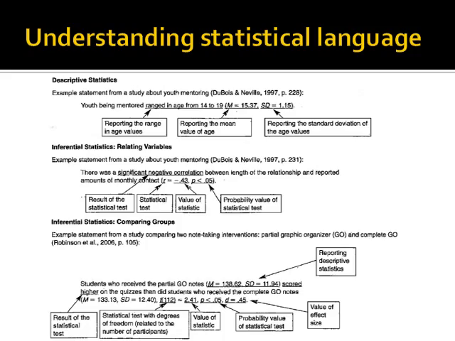So not only are those differences between the two groups unlikely to happen by chance alone, they're also fairly large in size. They're close to a medium-sized effect. And that means that this study has shown that there are important differences that exist between students who have a partial graphic organizer rather than a complete graphic organizer.